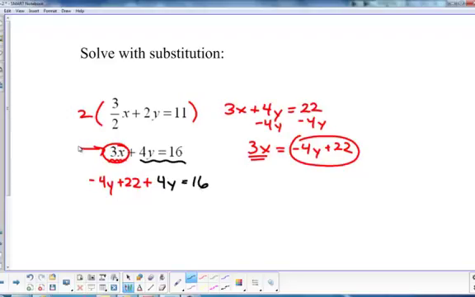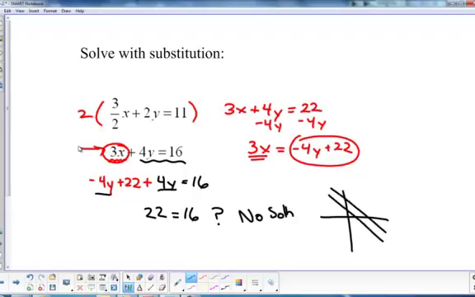So I get my y's to cancel, they're on the same side, and 22 equaling 16. Now that is not true. So this is no solution. These are parallel lines. They both have a negative slope that will never touch, that will never have an intersection, that will never be the same point.